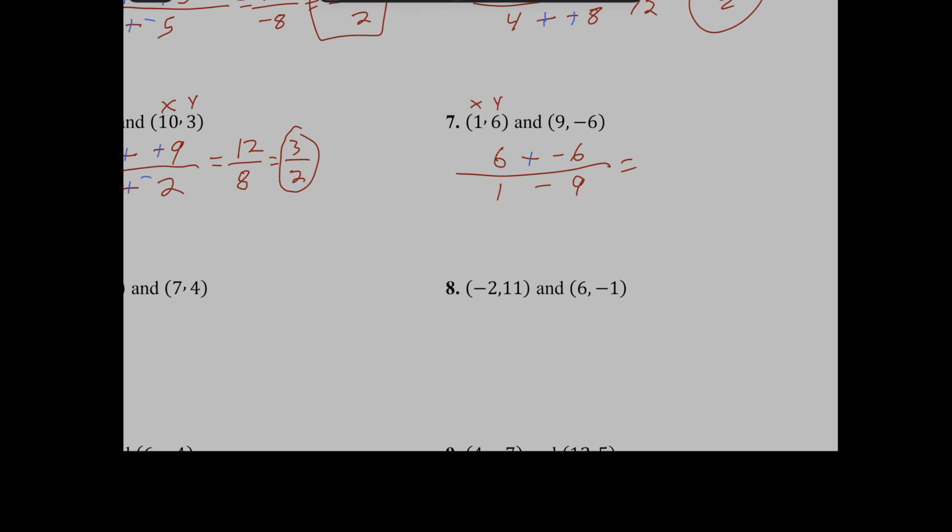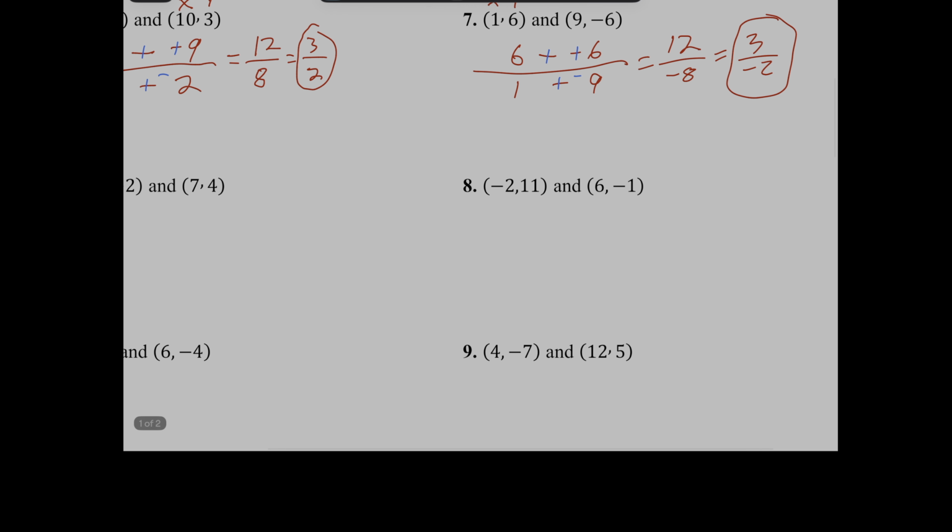So I'm going to add a line, change the sign here, and then add a line, change the sign here. And that's going to give me 6 plus 6 is 12, and 1 plus a -9 gives me a -8. Divide each by 4, and I'm going to get a 3 over a -2. And it doesn't matter. I could have done the negative over the 3, but I'm going to get a -3 over 2, however you want to look at it.